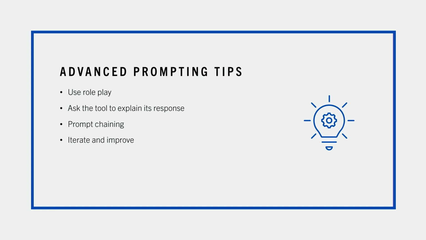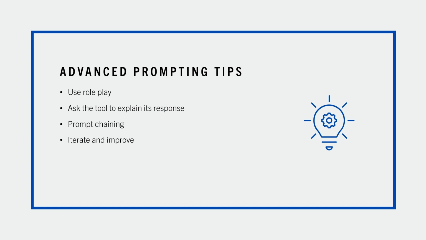Second up, we have asking the tool to explain its response. Sometimes AI tools can make things up or say things incorrectly. But when you ask it to explain its response or go through things step by step, it often does a better job at thinking things through and helping you get to the right answer.